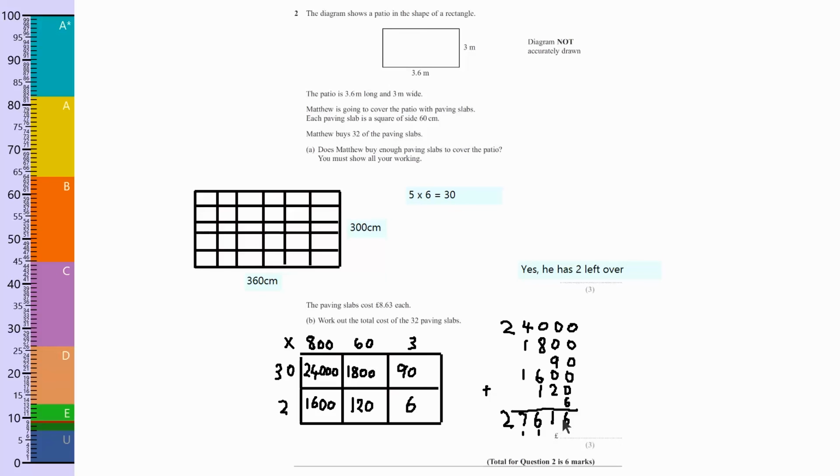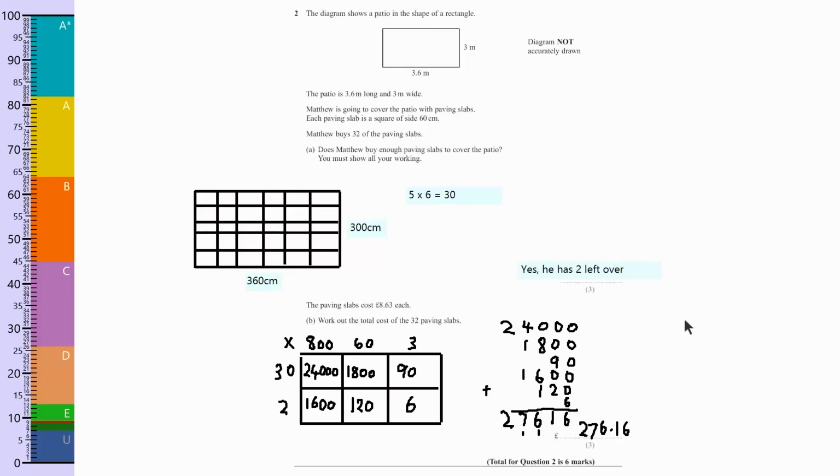Now you've got to be very careful here. The units it wants is in pounds, so you need to convert this back into pounds at the end. So my actual answer will be 27,616. So £276 and 16 pence. Okay, so now I've gone through that.